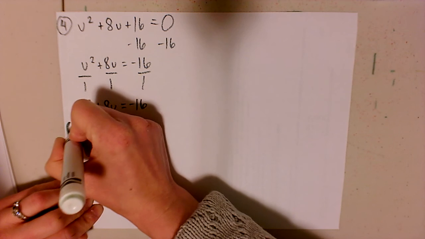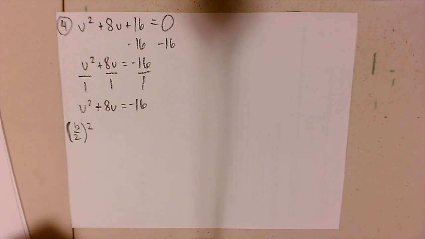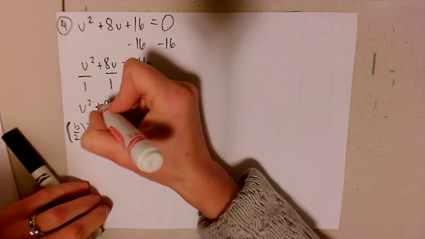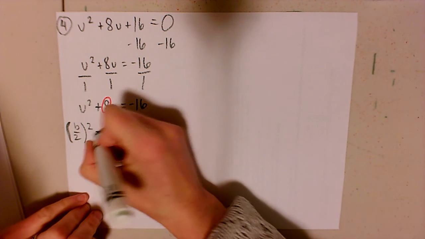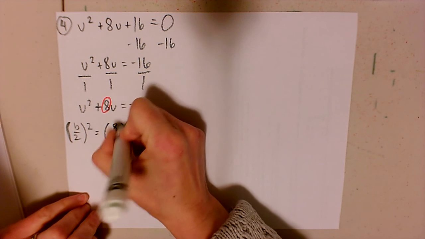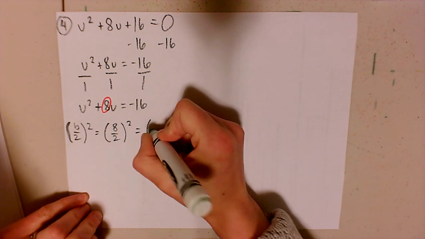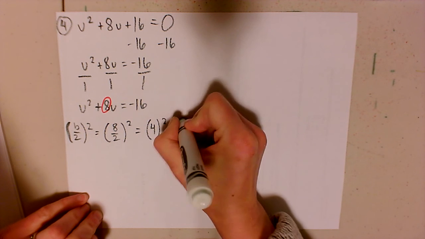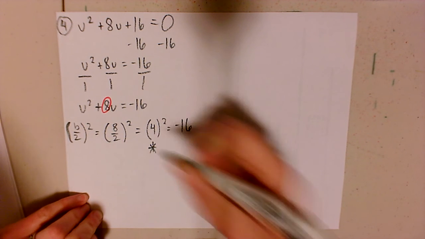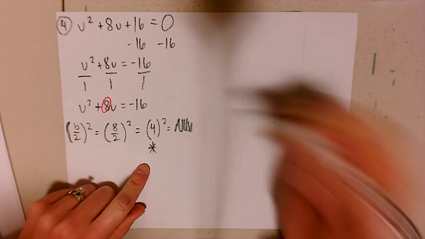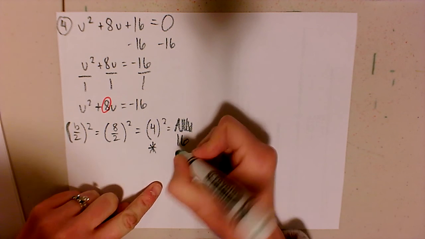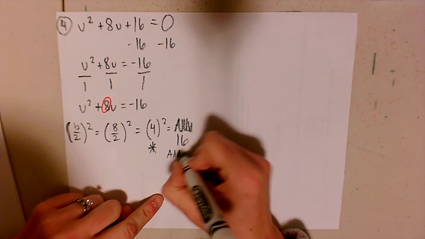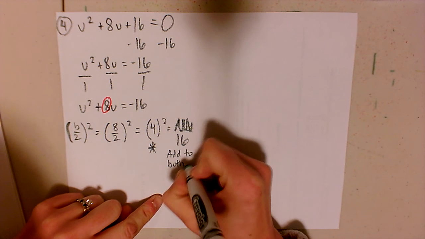And now we're going to figure out our b over 2 squared. And our b is going to be this positive 8. So I'll have 8 over 2, the whole thing squared. And 8 over 2 is 4. Right? And that 4 we're going to use when we go ahead and factor. And 4 squared is a positive 16. Okay? So this 16 that we just figured out, we're going to add to both sides.